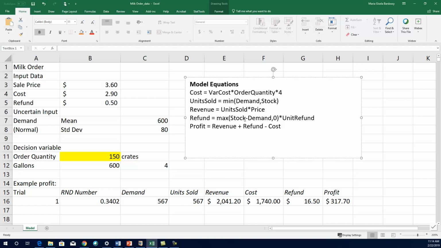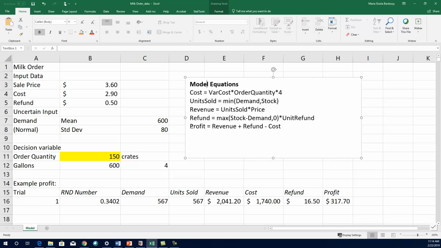So to do that calculation, we have stock minus demand. If demand is less than the stock, this is going to be a positive number. If not, it's going to be negative. So we have to make sure that we only consider this quantity when it's positive. So I use the max function: max of stock minus demand and zero, and the maximum of the two multiplied times the unit refund is going to give me the total refund.